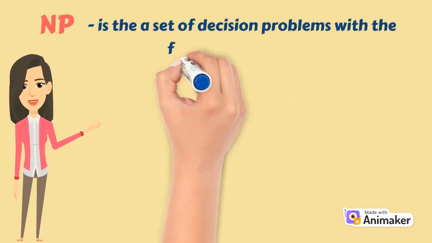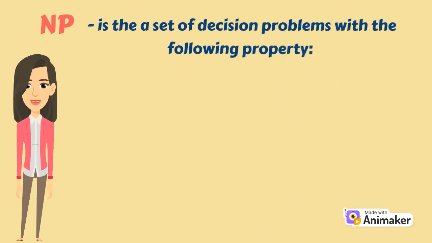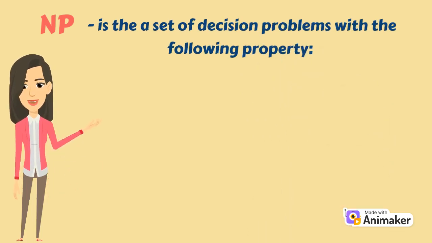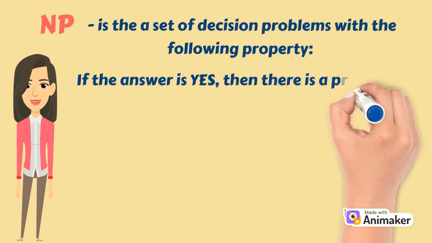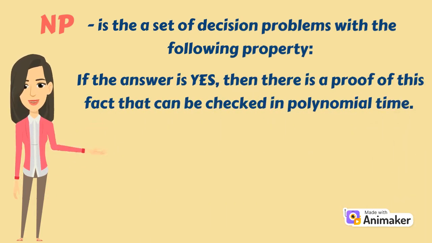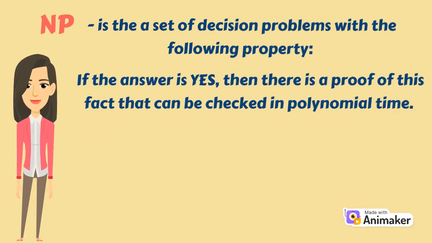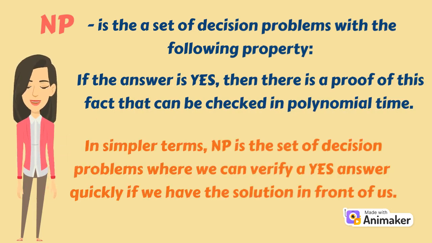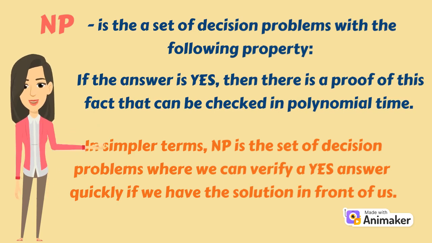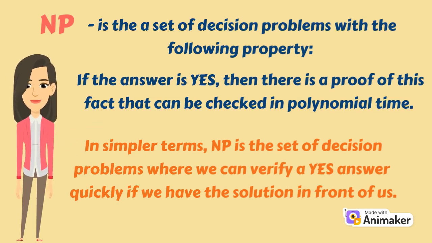NP is a set of decision problems with the following property. If the answer is yes, then there is a proof of this fact that can be checked in polynomial time. In simpler terms, NP is the set of decision problems where we can verify a yes answer quickly if we have the solution in front of us.